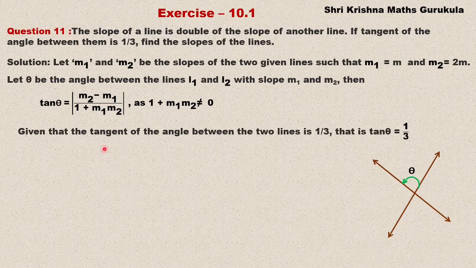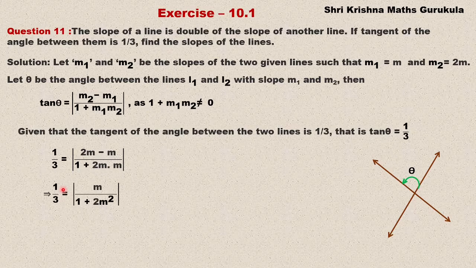Clear? Given that the tangent of the angle between them is 1 by 3, tan theta is 1 by 3. After applying the data to this formula, it will be 1 by 3 is equal to modulus of (2m minus m) divided by (1 plus 2m into m). Here, if you interchange m and 2m, the value of this whole term does not change as there is a modulus. When simplified, we get 1 by 3 is equal to modulus of m divided by (1 plus 2m square). When modulus is applied, the whole quantity will be positive.